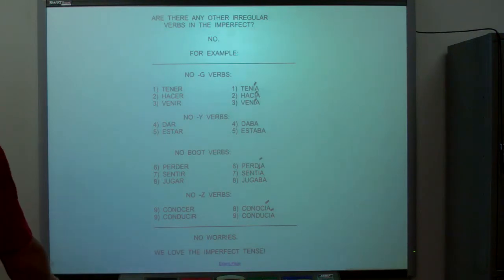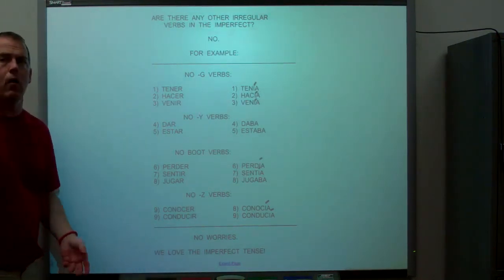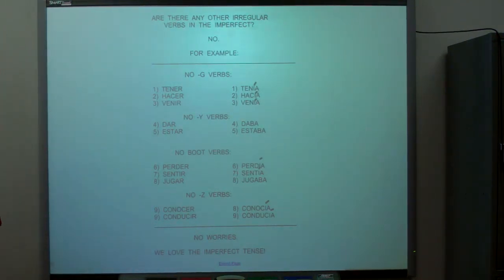There are no Z verbs. Think back. Conocer is to know. How do you say I know Maria? Conozco a Maria. Does it have a Z in the imperfect? No. Yo conocía a Maria. I always knew Maria, or I repeatedly got to know her well.